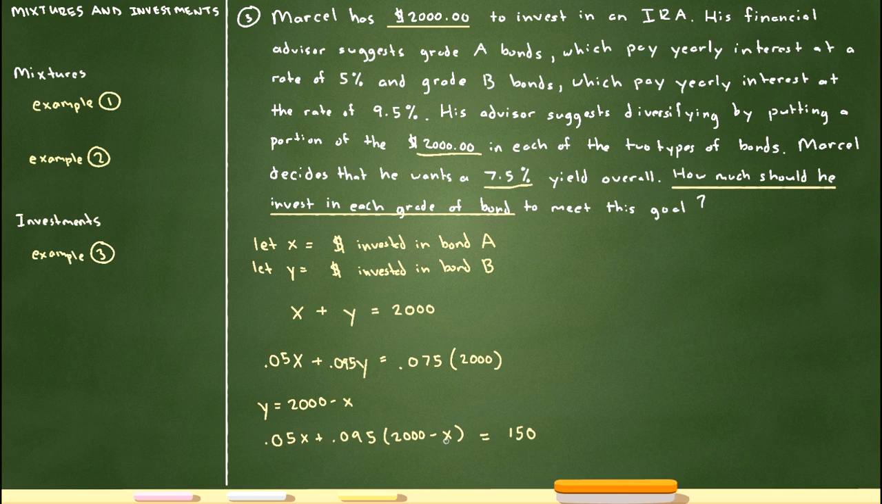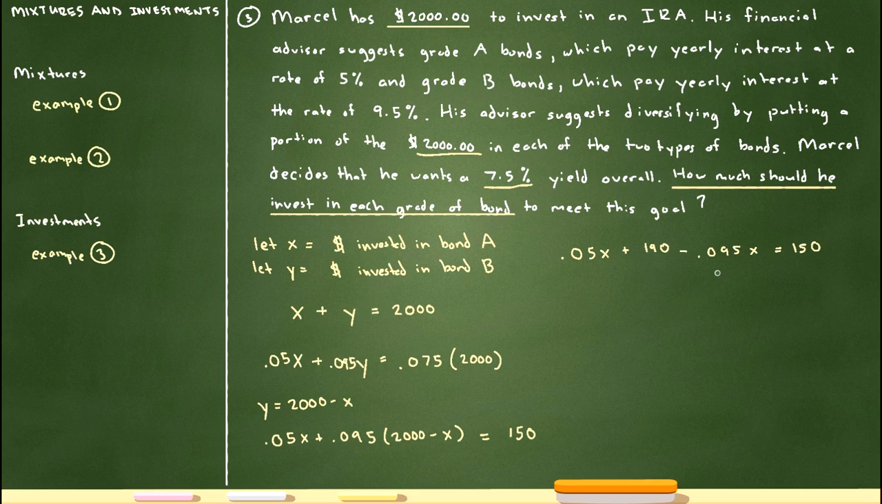So now to solve this equation for x, we just need to clean things up a little bit. That would involve distributing the 0.095. So 0.095 times 2,000 is going to be 190. And 0.095 times negative x will be negative 0.095x. And this is equal to 150.